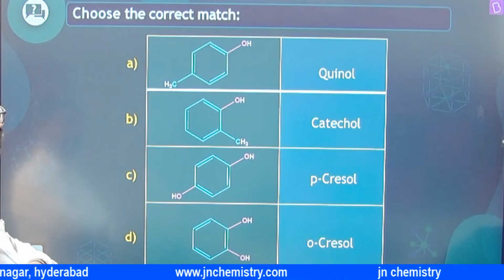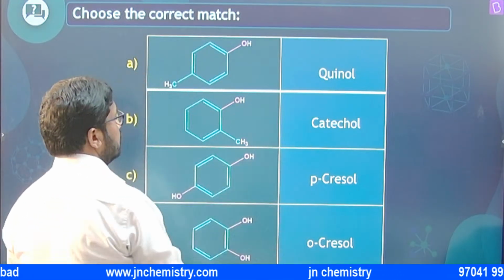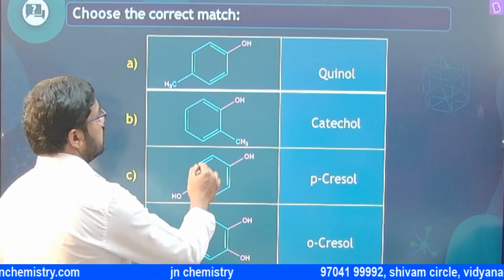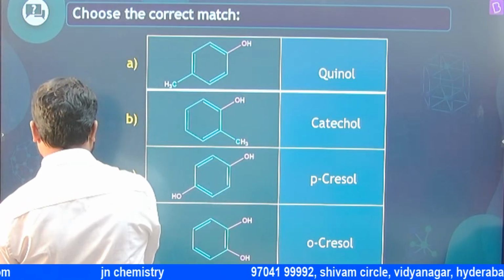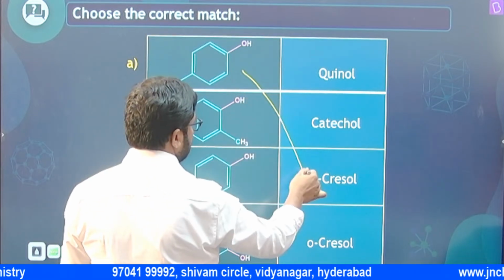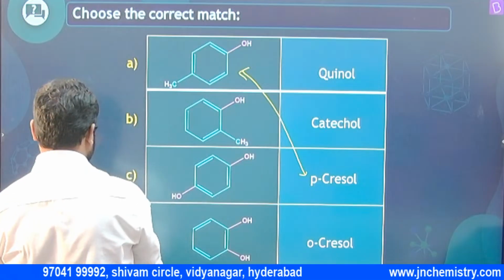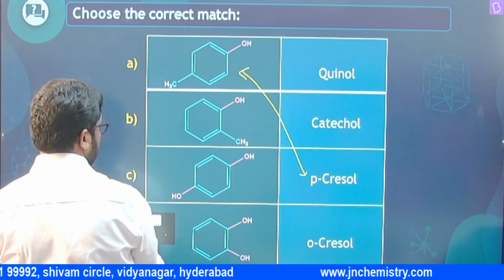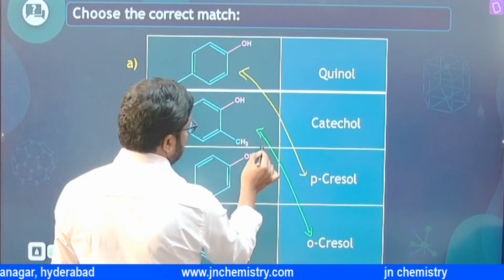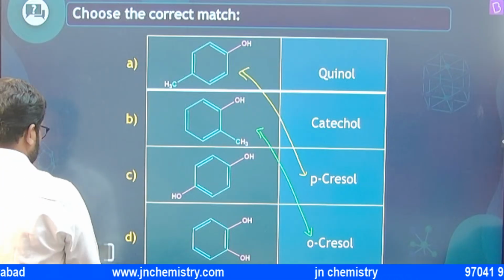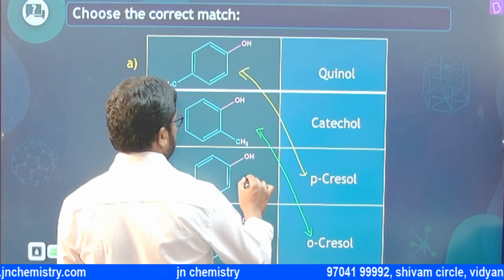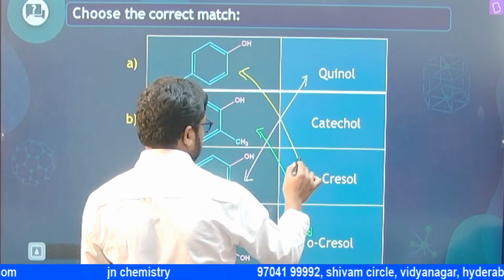First one. This is paracrystal. Okay. Second one is orthocrystal, this is the answer. Okay. Phenol, catechol.